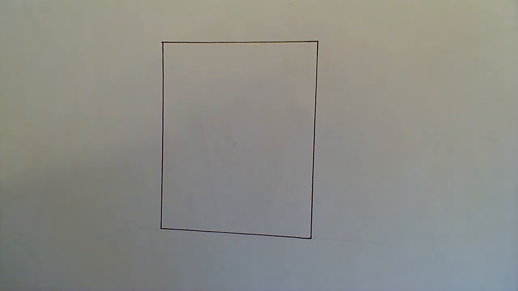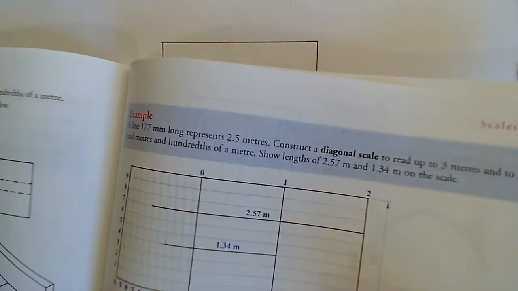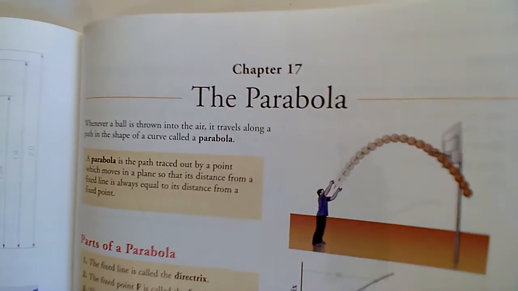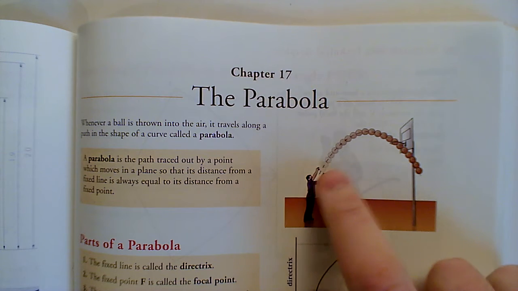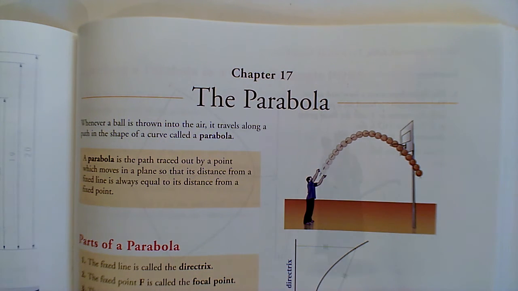Okay, welcome to this video today on drawing the parabola. So we're moving on today to looking at parabolas. Last time we looked at the ellipse, so the parabola is another type of curve. When you throw a ball up in the air, as in the picture you can see here, the shape or arc it makes is a parabola. Alright, so that's what it is.